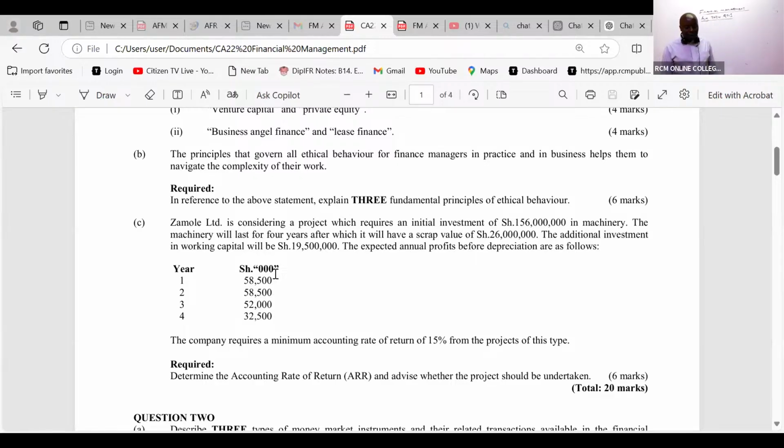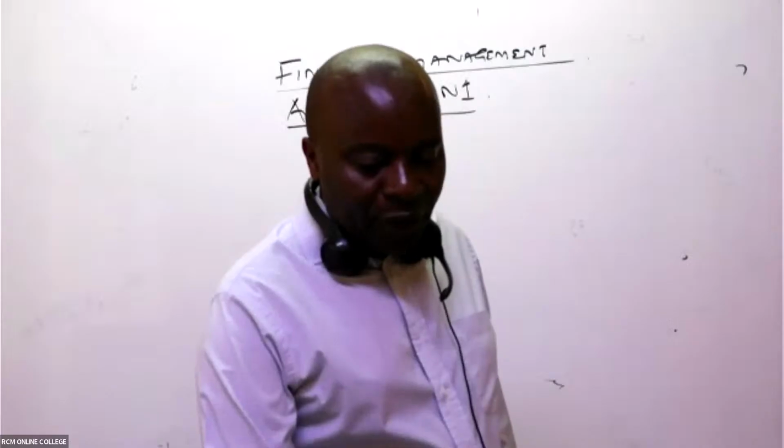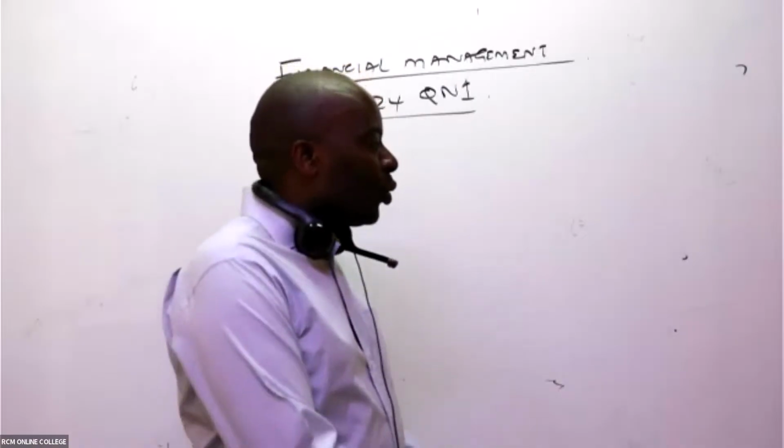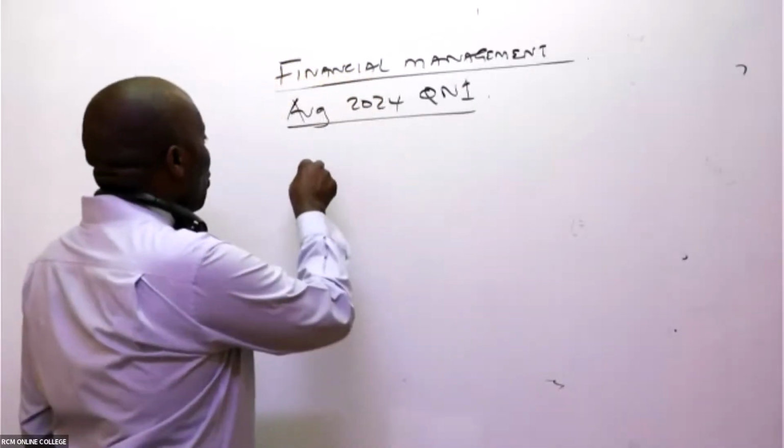The company requires a minimum accounting rate of return of 15% from the projects of this type. So required, determine the accounting rate of return and advise whether the project should be undertaken. So then, ladies and gentlemen, what shall we do in this kind of a question? So this is a straightforward question, really. It doesn't need you to know quite a lot.